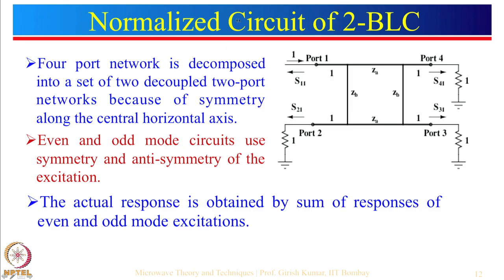So let's see what we have here now. That's a normalized circuit. Instead of writing Z0, we have written 1, and these impedances are normalized. You can see that these are ZA, and these are ZB. Just to explain the concept of what we do: the 4-port network is decomposed into a set of 2 decoupled 2-port networks because of the symmetry along this particular axis. Then we use even and odd mode circuits using symmetry and anti-symmetry. And then the actual response is obtained by summing the responses of even and odd mode excitation.